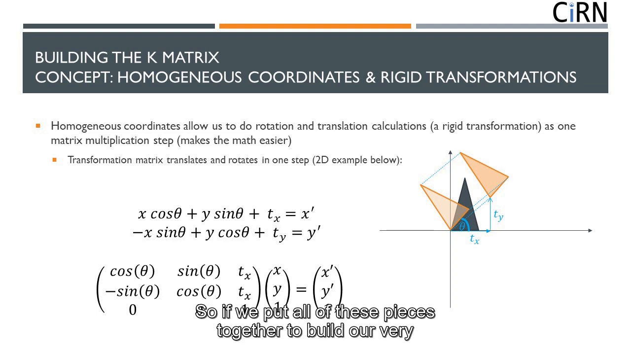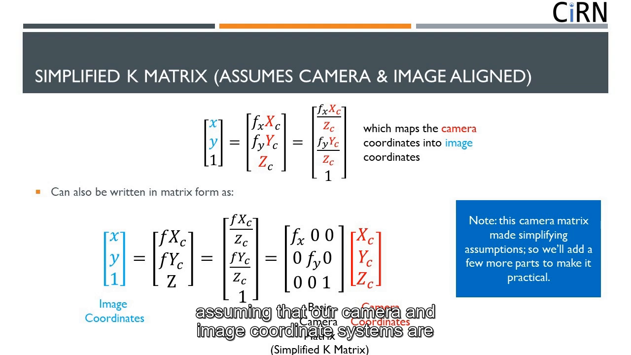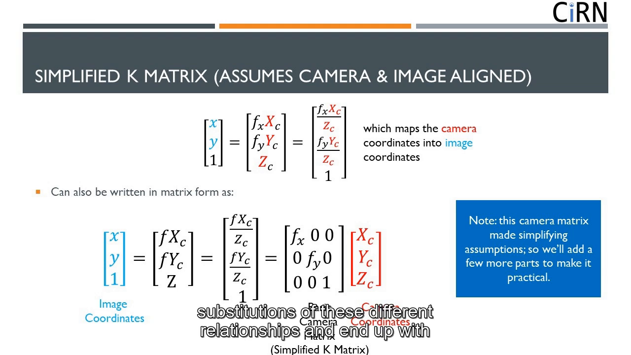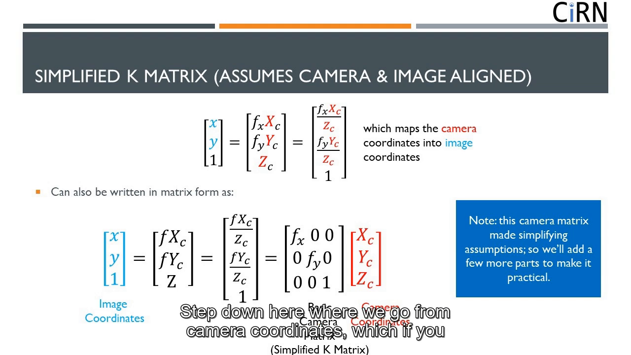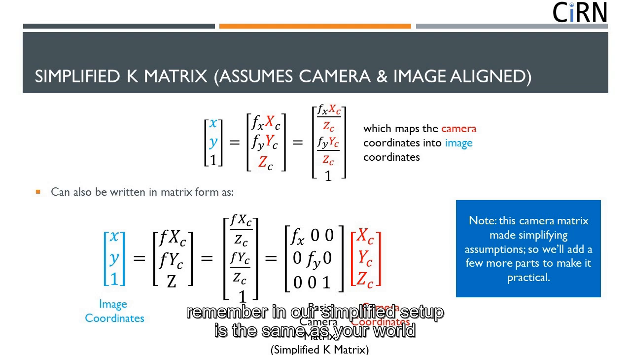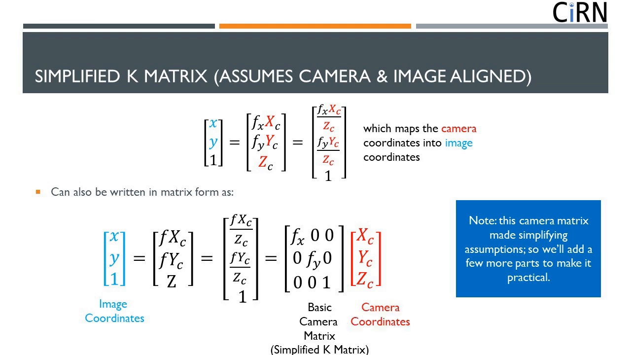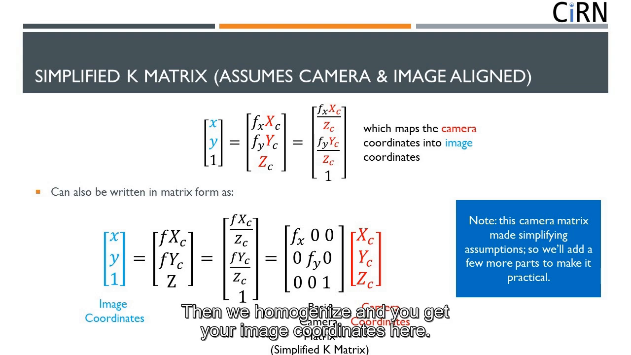So if we put all of these pieces together to build our very simplified, what we call K matrix, and this is again assuming that our camera and image coordinate systems are already aligned, we can walk through these substitutions of these different relationships and end up with the matrix multiplication step down here, where we go from camera coordinates, which if you remember in our simplified setup is the same as your world coordinates, so that could be the coordinates of your grid. We then multiply by what's called a basic camera matrix. Then we homogenize, and you get your image coordinates here.